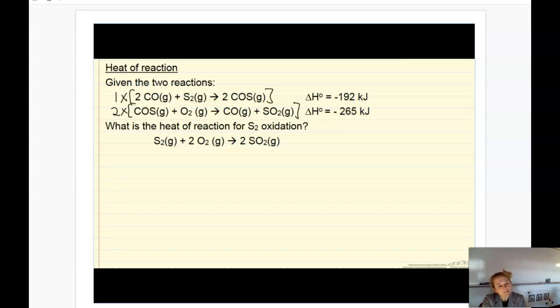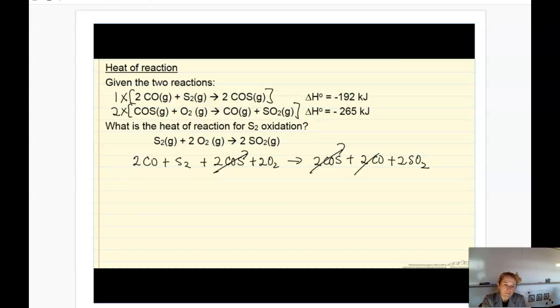See, when we do that, let's write it out completely first. So left side of first reaction plus twice the left side of the second reaction. Then on the right side, first reaction term, and then twice the products of the second reaction. And we notice this is on the same on both sides, and carbon monoxide is the same. So we end up with the reaction that we're interested in.